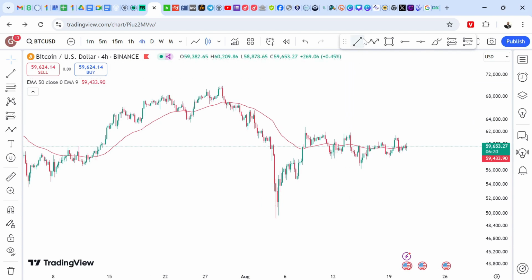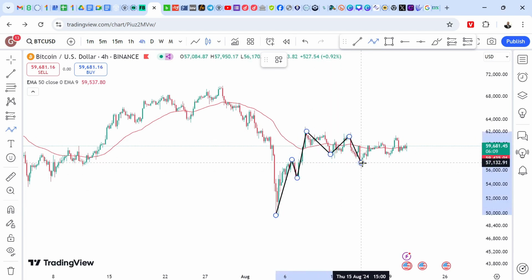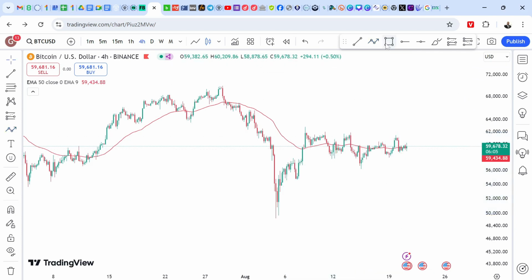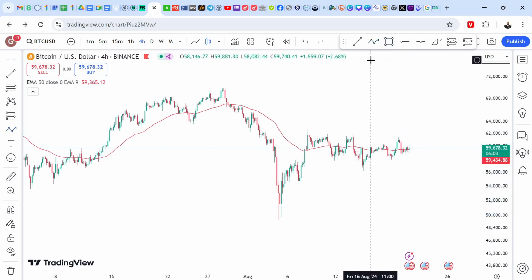Right now, you can see that initially Bitcoin was trending up. We have this break up, higher low. Then now price is currently ranging. So this is a ranging market. Did you see that? This is a ranging market. Now, how do you do that? You can draw a box here.